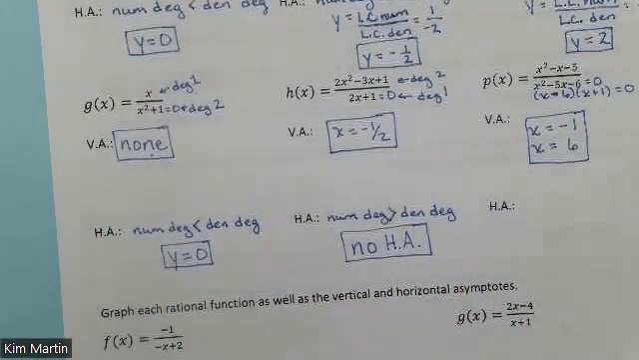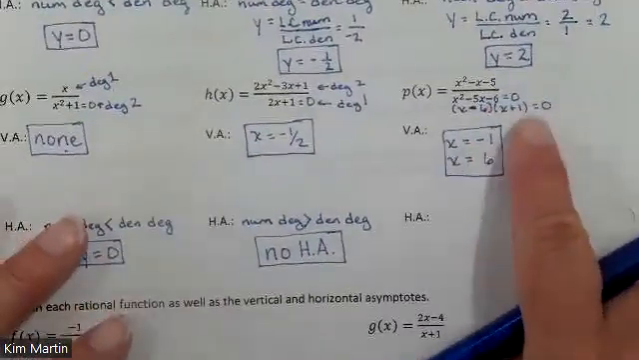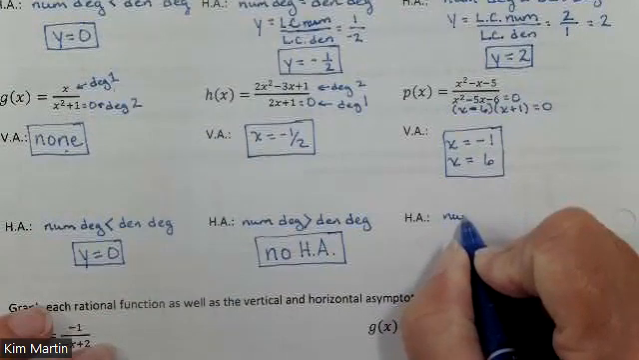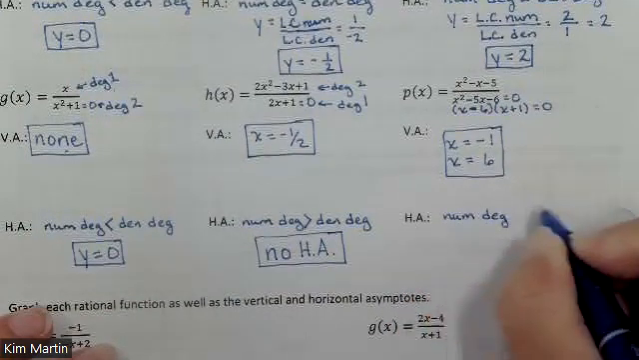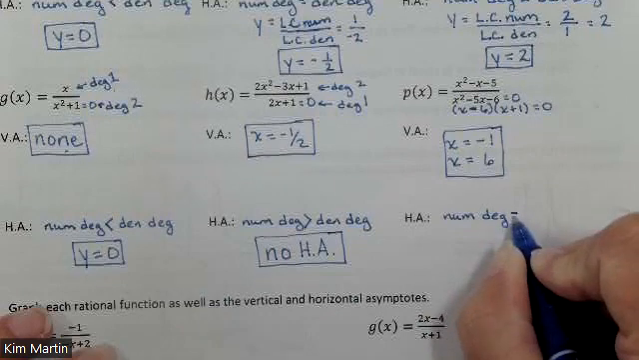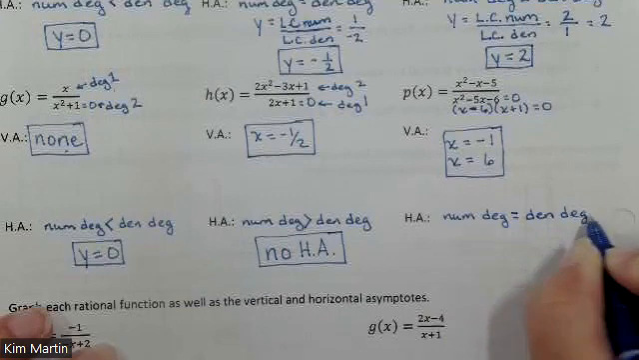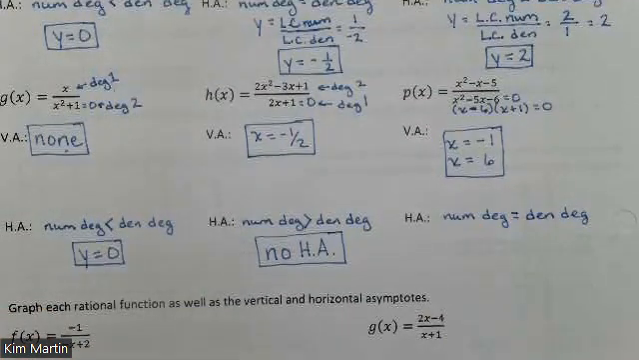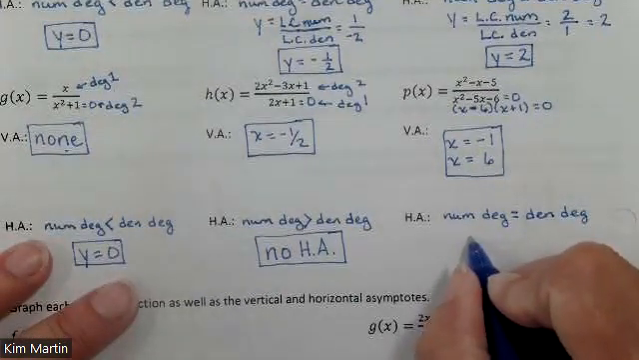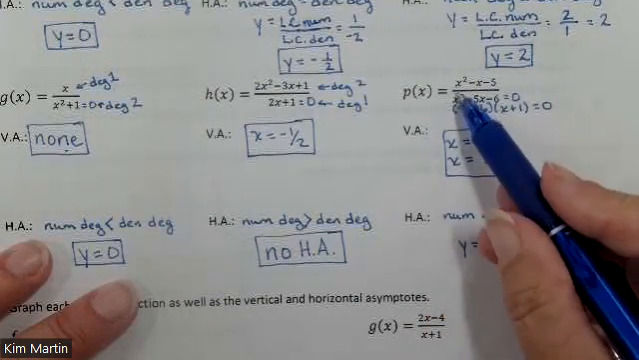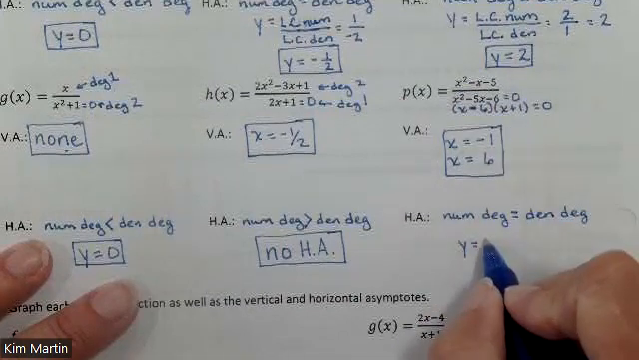Okay. And this last one, see if you can find it. What'd you end up with? 1. Good. Okay. They're equal, so you put the leading coefficient of the numerator, which is 1, over the leading coefficient of the denominator, which is 1. 1 over 1 gives us 1.